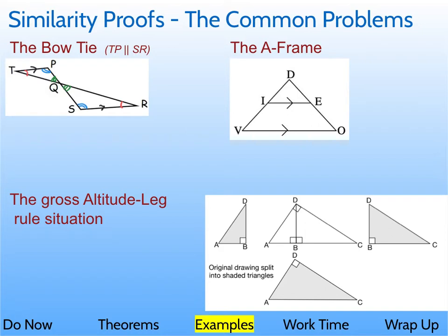All right, with the A-frame, and I say that because it looks like an A-frame house. Looks like that with the little line right there. Again, the crucial component here is this line has to be parallel to this line right here. And as long as these two lines are parallel, then this little triangle, DIE, is similar to this big triangle, DVO. And it's kind of weird to look at, because these two triangles kind of overlap each other, which will become crucial shortly.